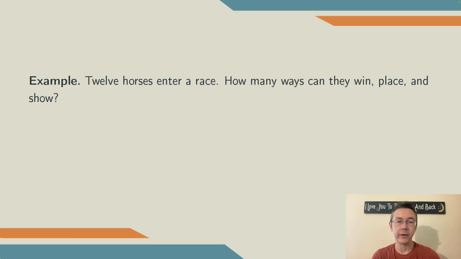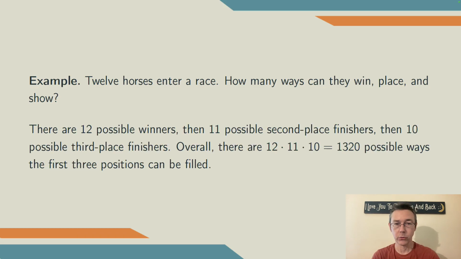12 horses enter a race. How many ways can they win, place, and show? So there are 12 ways that the first horse can be chosen, 11 for the second, and then 10 for the third. By the fundamental counting principle, the total number of ways that those 3 positions can be filled is 12 times 11 times 10, or 1320.